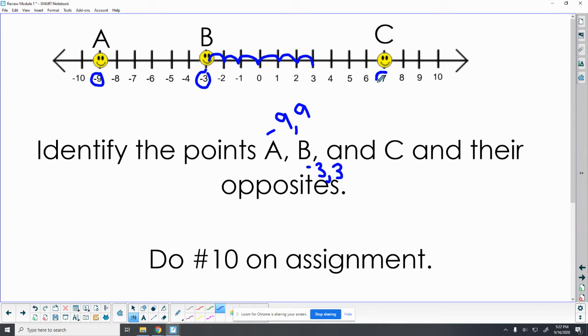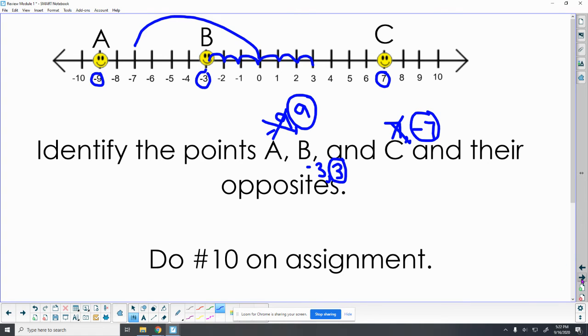And finally, we have C here, which is at 7. And then its opposite is 7 in the other direction, makes it -7. So go ahead and pause and do number 10. And notice when you do number 10, first you do need to find the first integer, but all you're putting on your assignment is the opposite. So if I was listing these on my assignment, I would just need the opposite. But we need to know where it was to be able to find the opposite. So pause and do number 10.